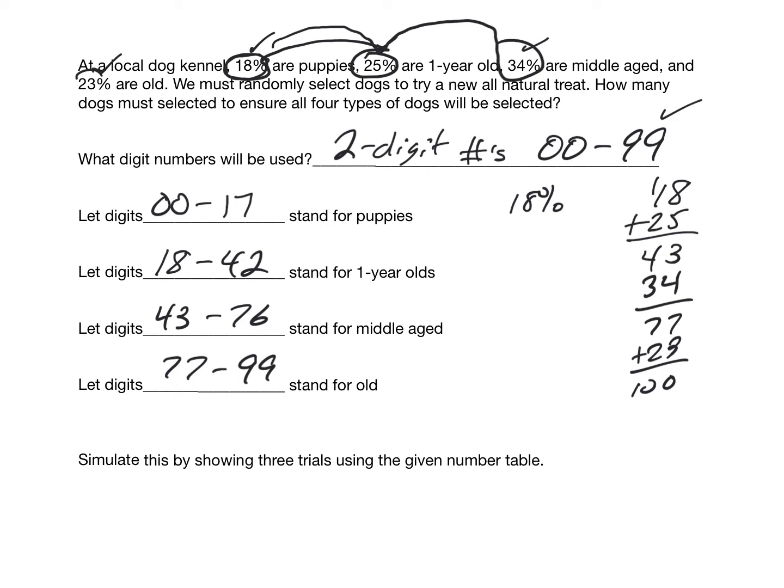So tomorrow is going to be just a touch different. There will be 4 scenarios. I'll tell you what they are: freshmen, sophomores, juniors, and seniors. I talk about choosing students from a high school. And at this particular high school, this many percent are freshmen, this many percent are sophomores, this many percent are juniors, this many percent are seniors. You'll do the exact same thing. Okay? Comments, questions, concerns? Phenomenal. We need to simulate this by showing 3 trials using the given number table.